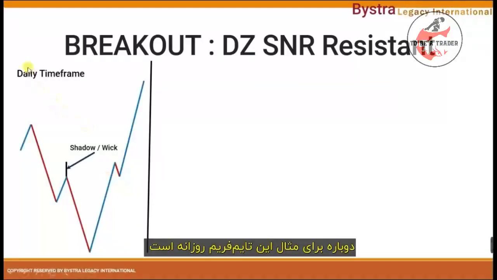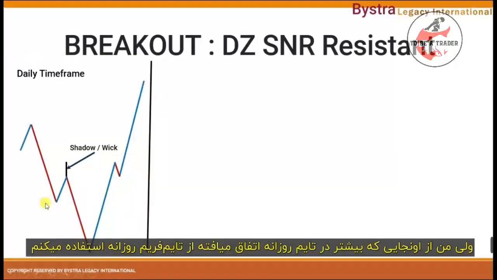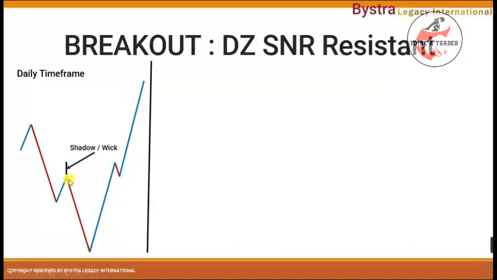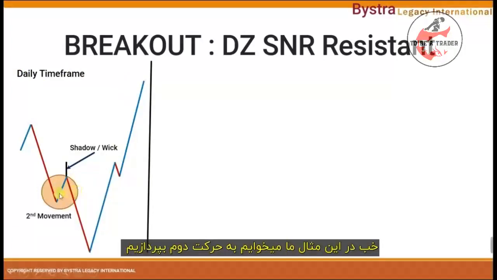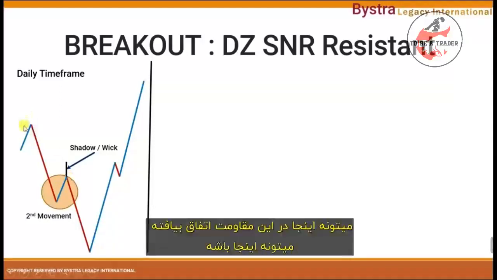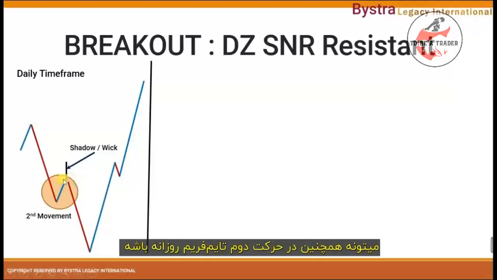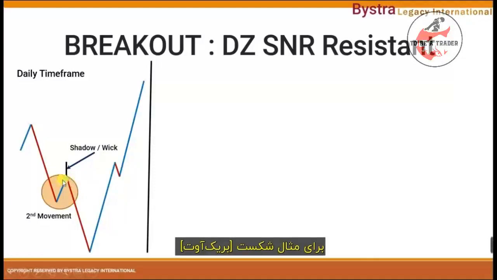So this is the daily time frame. For example, again, it could be the weekly time frame, but I'm going to use the daily time frame as this occurs more often in the daily time frame. Okay, in this case, we will look into the second movement. It doesn't have to be at the second movement. It could be here at this resistance. It could happen here. It could happen at the second movement of the daily time frame as well. But I'm going to use the daily time frame second movement as example of the breakout because this also occurs very often.